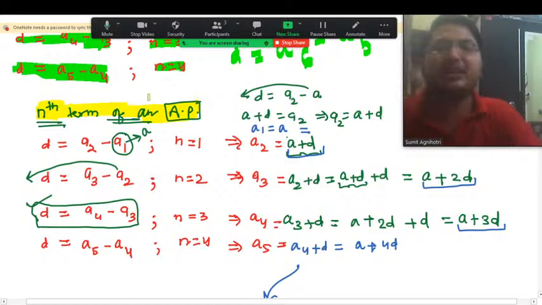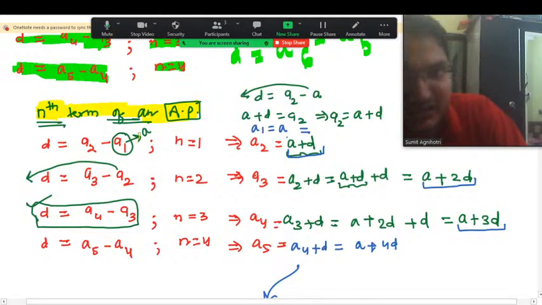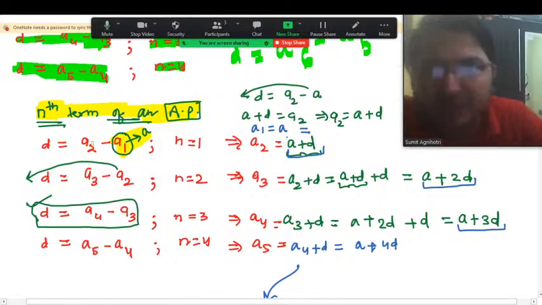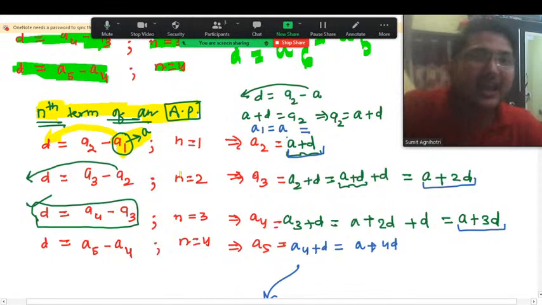We are actually making use of the previous discussion, the previous point we have covered. D is A2 minus A1. We are going to substitute A1 equal to A here, and by doing so we will be able to get A2 by shifting this side. That means my A2 will be A plus D. Here it is written in front of you.